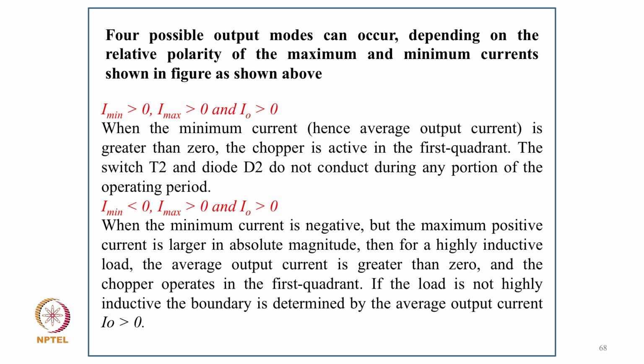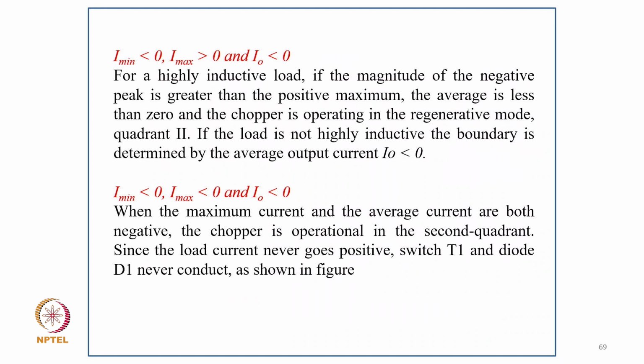Second, I minimum is less than 0 and I max is greater than 0, or I0 is greater than 0. When the minimum current is negative but the maximum positive current is larger in absolute magnitude, with a highly inductive load, the average output current is greater than 0 and the chopper operates in the first quadrant. If the load is not highly inductive, the boundary is determined by the average output current I0 greater than 0. Various circuit waveforms are shown in the figure.